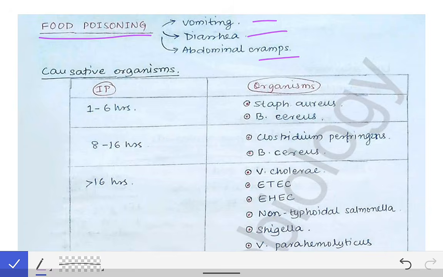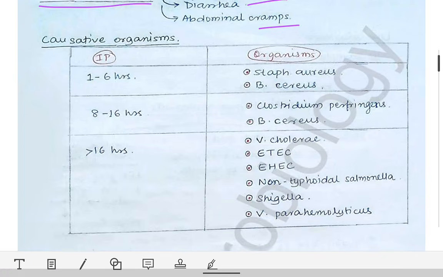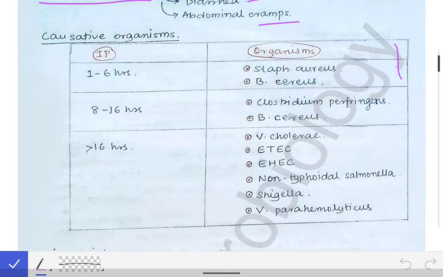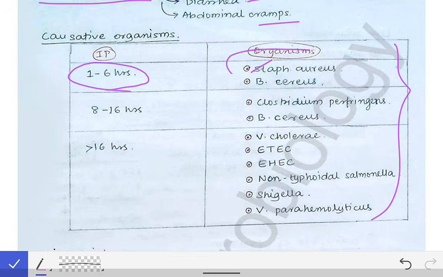I have mentioned all the causative organisms of food poisoning here in a tabular manner. If they give you a clinical scenario in which the patients are coming with all those clinical features within 6 hours of eating the food, then you have to answer the causative organism as Staph aureus or Bacillus cereus, because these two cause food poisoning within 6 hours of eating the food.